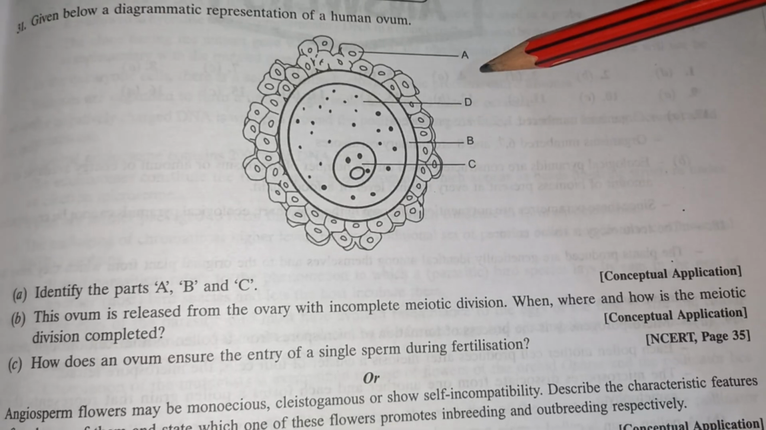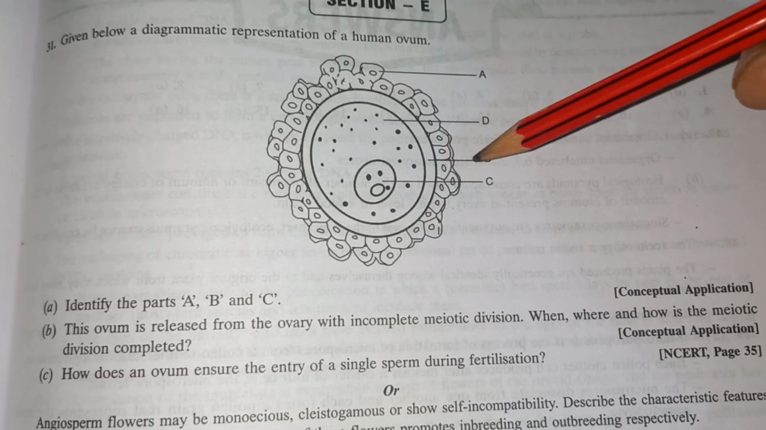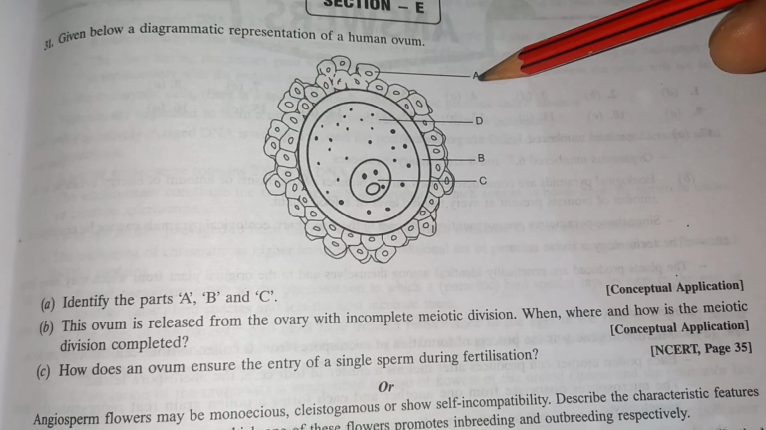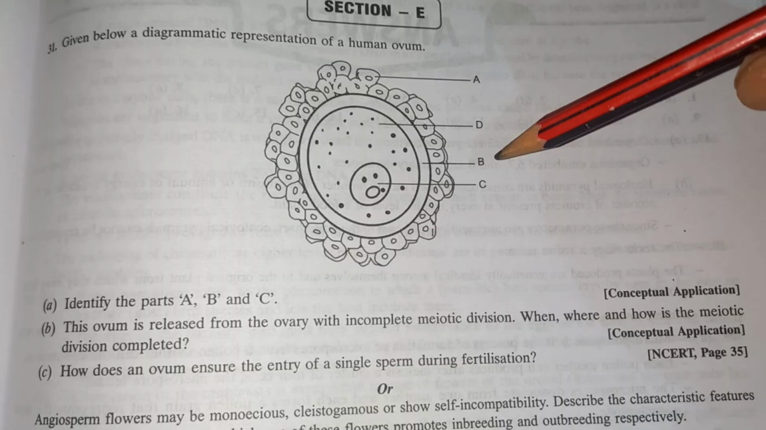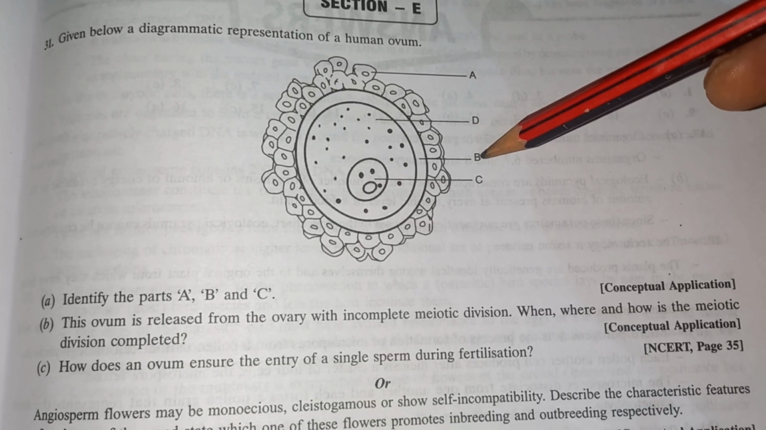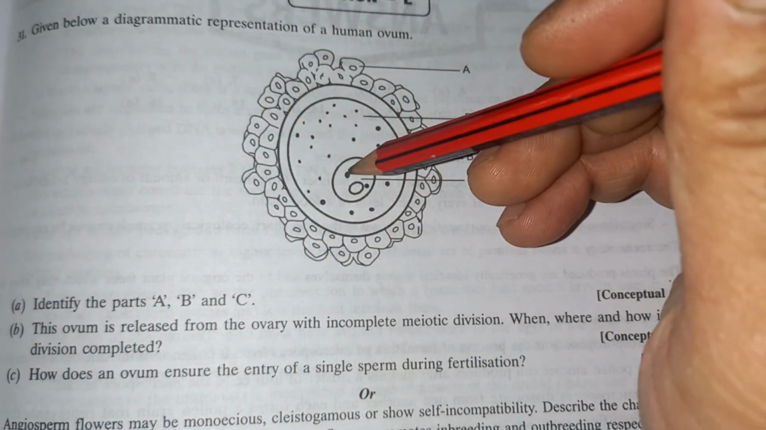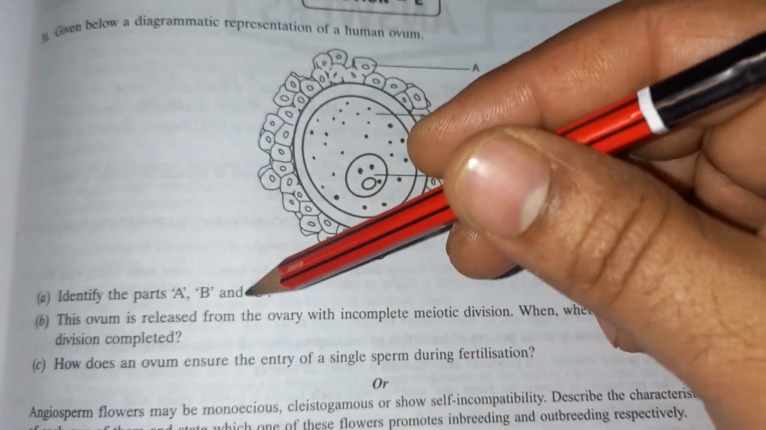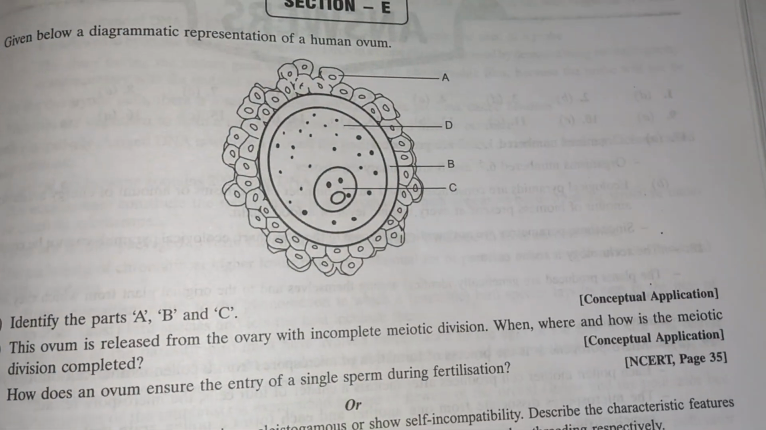मैंने आपसे कहा भी था कि during the time of the question nowadays हमको figure बनाने को नहीं आते, but we have to identify what the given is in the figure. So the first part is A, which is the outer layer. The second part is D, which is a liquid. The third part is the outer second layer, and the fourth part is C, which comes in the middle portion. Identify the parts A, B and C. It is a conceptual application, a concept based question.